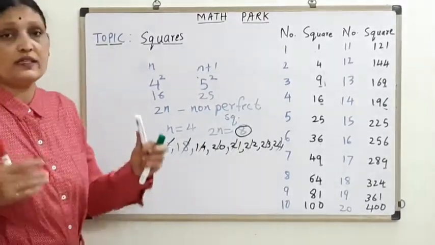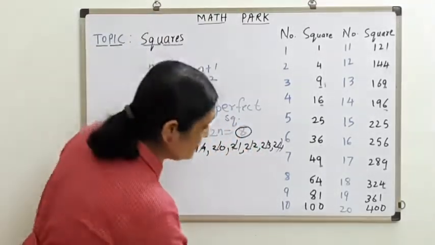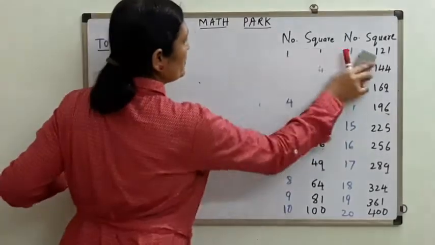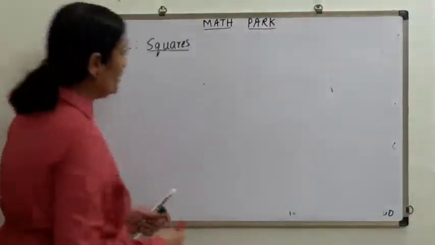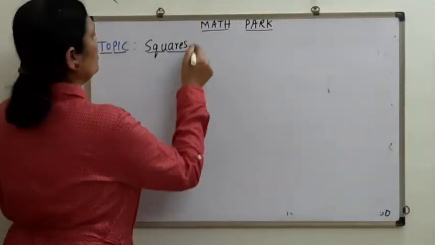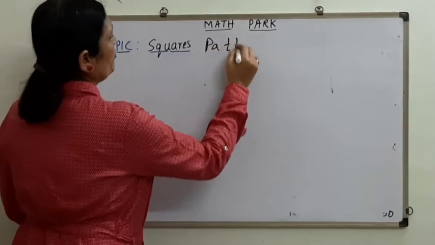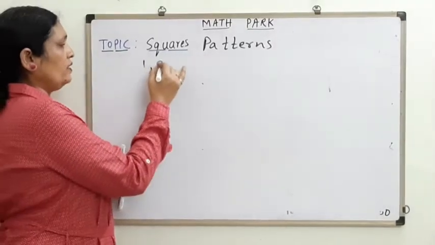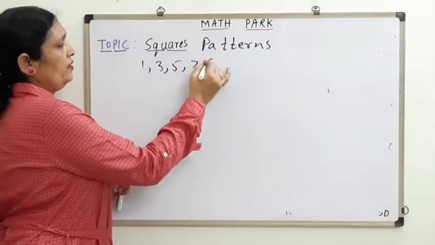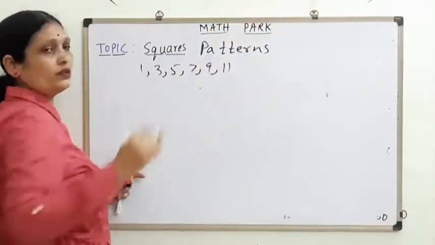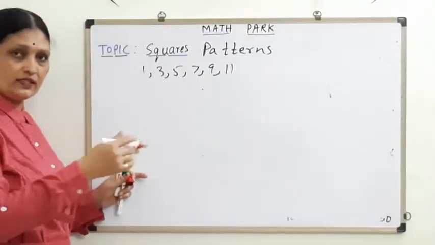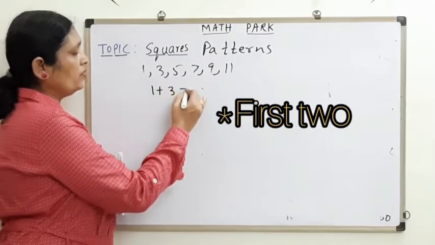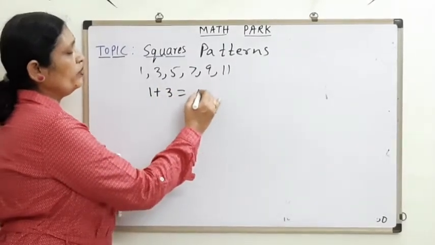Now let us understand some interesting patterns in squares, children. What type of patterns are we going to learn today? We know that 1, 3, 5, 7, 9, 11, these are all what? Consecutive odd numbers. If I add two consecutive odd numbers, that is going to be the square of 2.